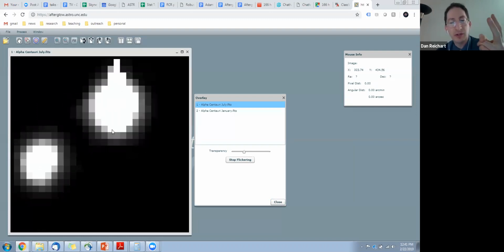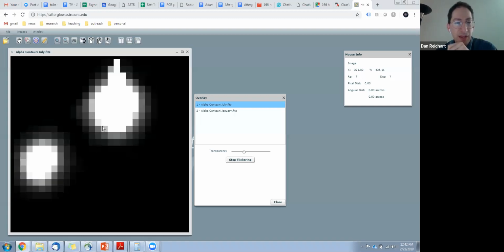It's a triple. I imagine this is both A and B, and that's Proxima. Is that right? Does anyone know? Or is this A and B and Proxima someplace else? I bet this is A and B too close together for us to resolve, and that's Proxima, but you may want to check.